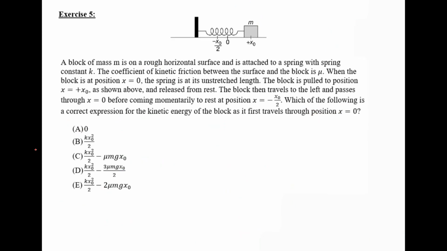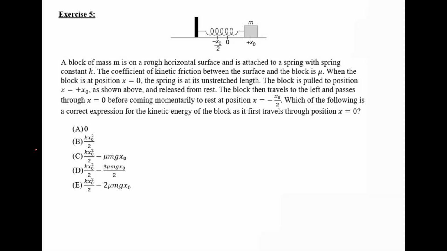And exercise 5: a block of mass m is on a rough horizontal surface and is attached to a spring with a spring constant k. The coefficient of kinetic friction between the surface and the block is mu. When the block is at position x equals 0, the spring is at its unstretched length. The block is pulled to position x equals x0 as shown above and released from rest.